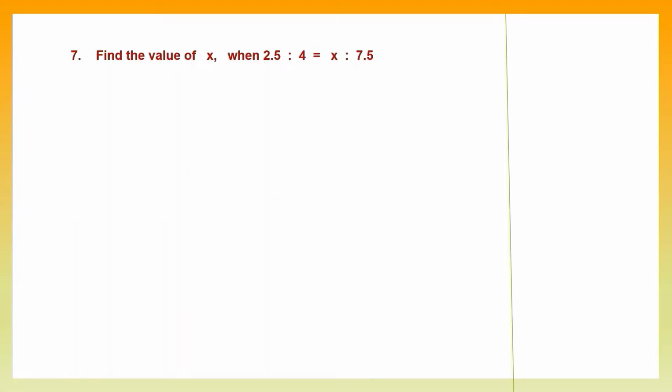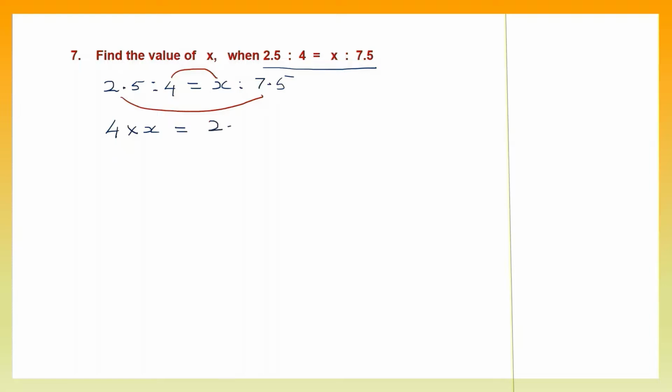Question 7. Find the value of x when 2.5 is to 4 equals x is to 7.5. Now this shows that this is a proportion. So now we know how to work out when there is a proportion and how to find the value of x. So let's write that down. 2.5 is to 4 is equal to x is to 7.5. So we use the formula product of extremes equals product of means. So 4 into x is equal to 2.5 into 7.5.